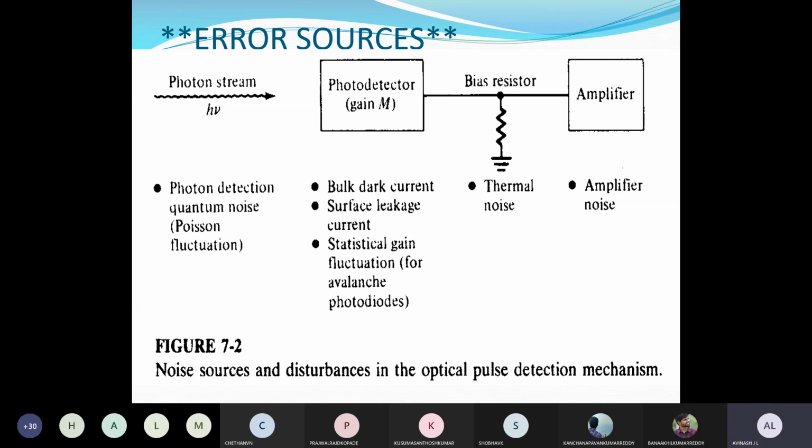Coming out of the surface of the photodetector, obviously there is a loss of energy. Even though we applied 100% of the photons, we are losing energy. We are not converting that 100% of photons to electric current. That leakage is going to happen, and that is called surface leakage current.